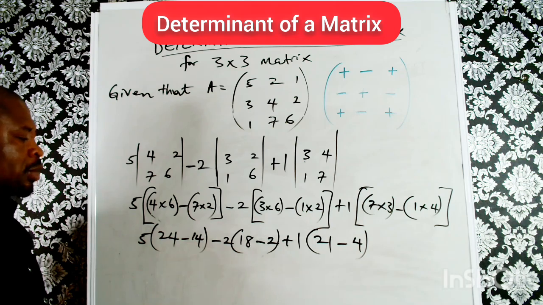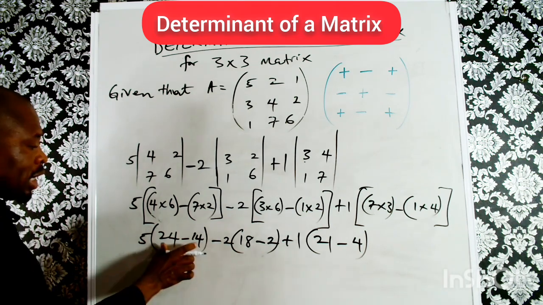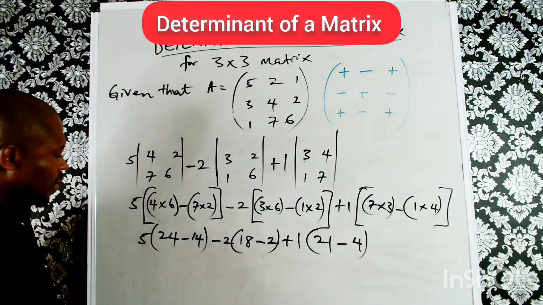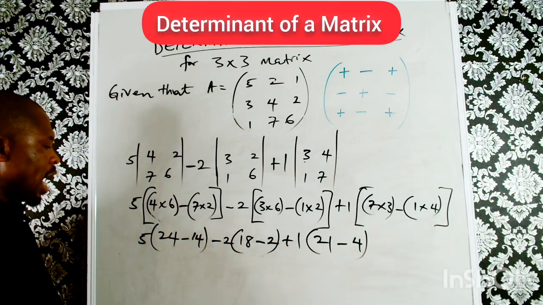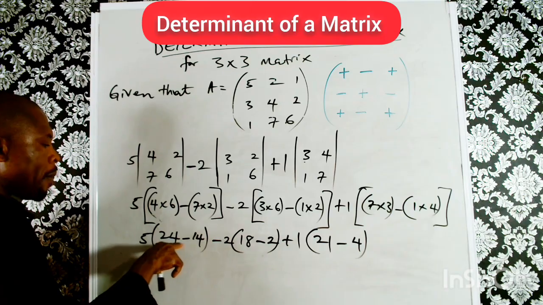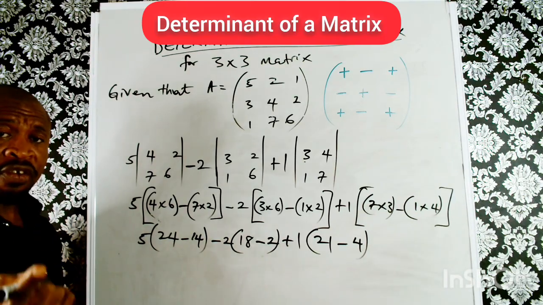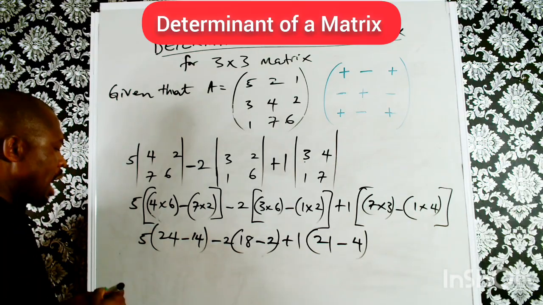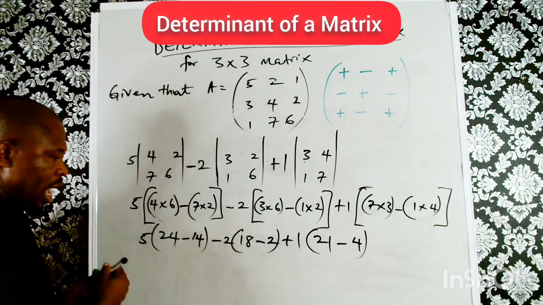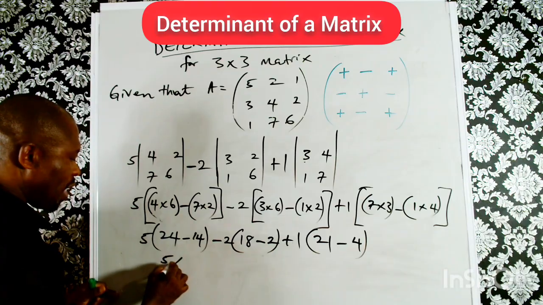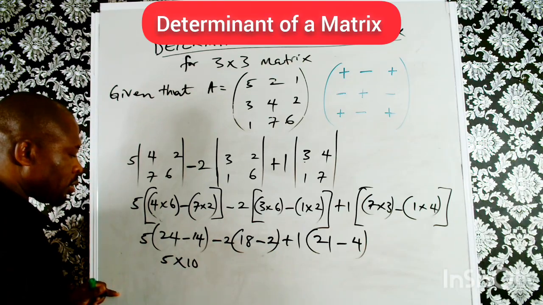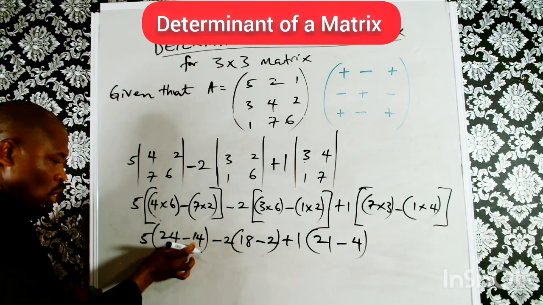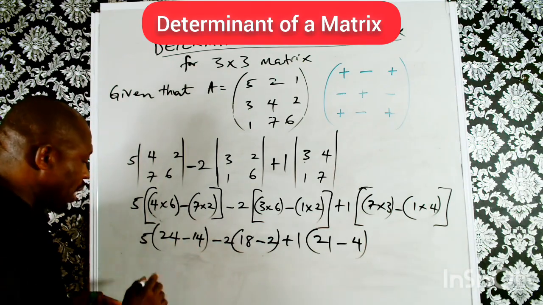Now, at this point, you can deal with the values in the brackets. So when we deal with the values in the bracket, we have 24 minus 14. And of course, 24 minus 14 is 10. 10 times 5, or you can say 5 times 10. Either is fine, take whatever. Let's take it step by step.